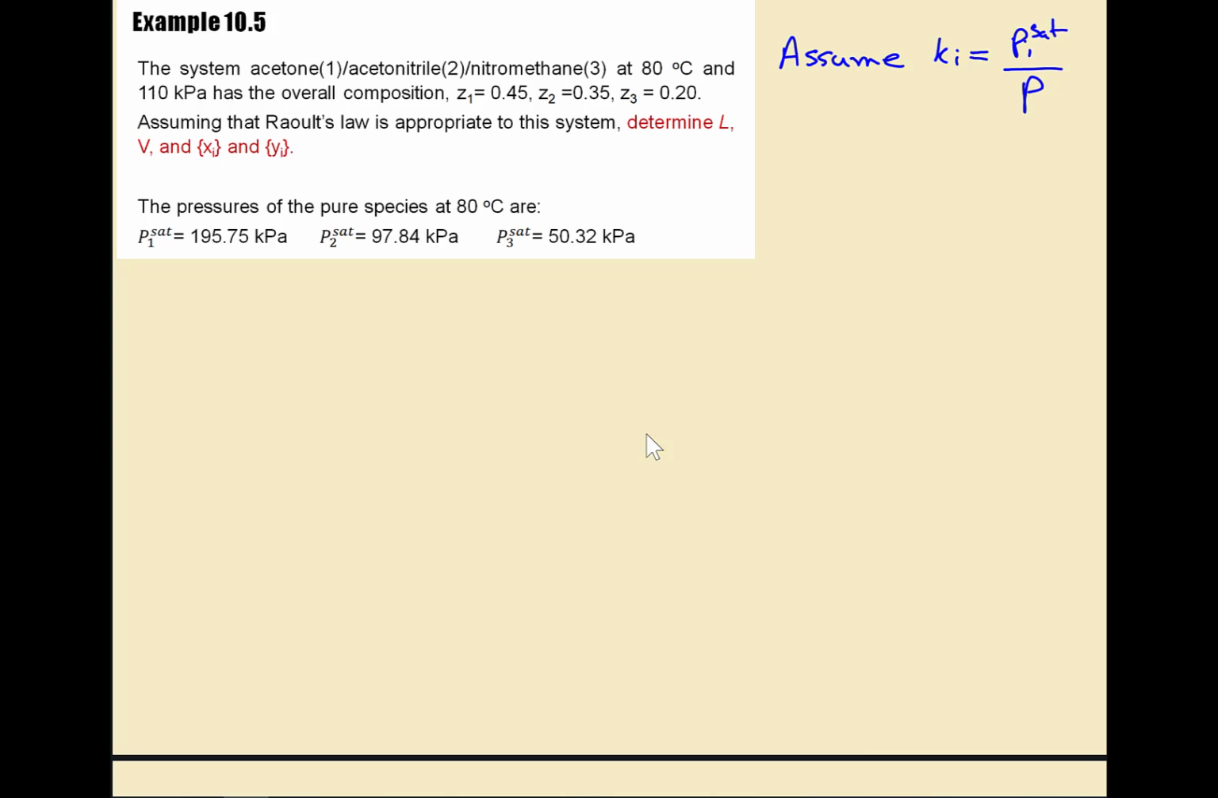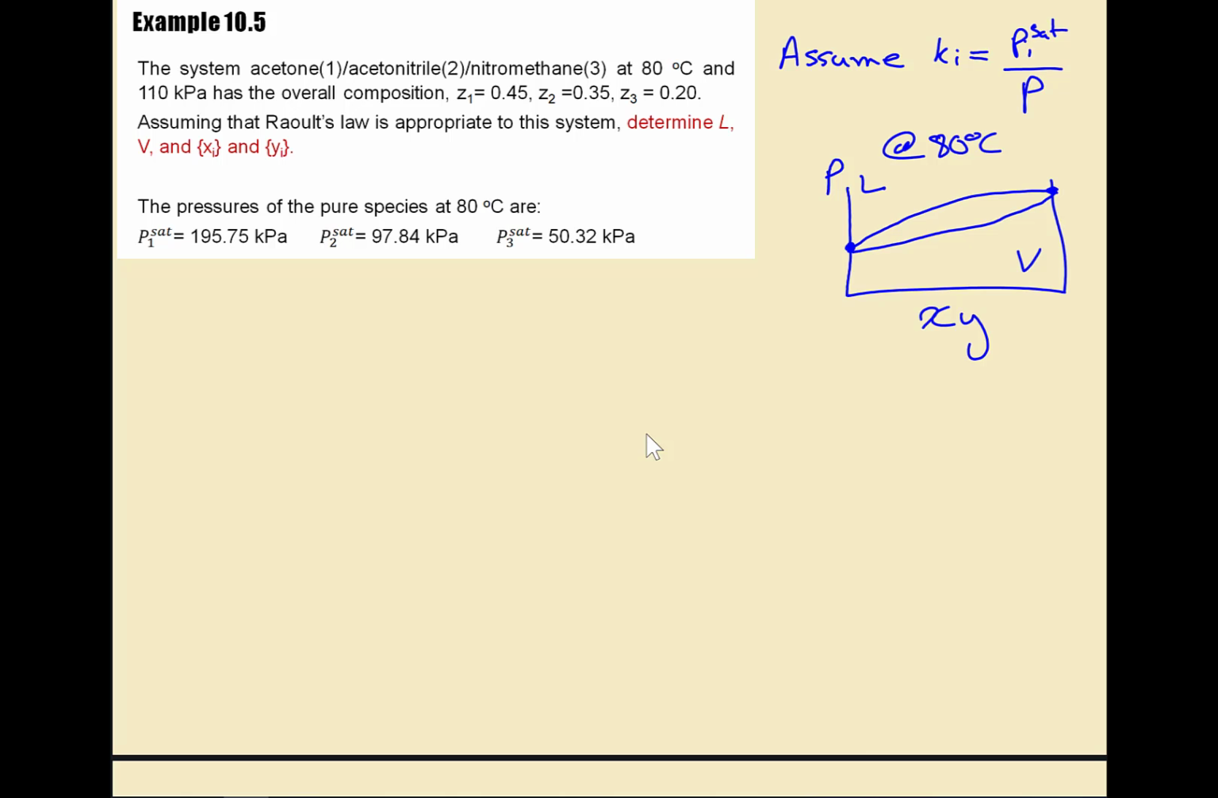If we look back at the plots, we have pressure versus x, y. This is at constant temperature, let's say 80 degrees Celsius. And then I have my bubble line and dew line. Up here I'm all liquid, down here I'm all vapor. So I need to check where I am on this. If I'm in here, it's two-phase. If I'm in here, all liquid. If I'm in here, all vapor. So what values can I calculate to tell me where I am on this?